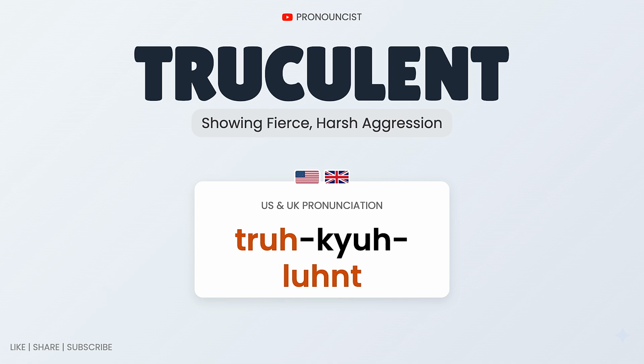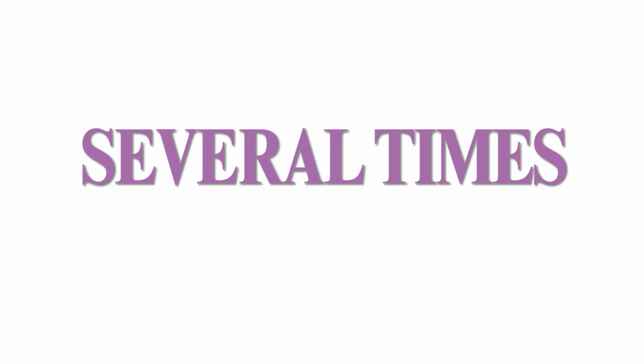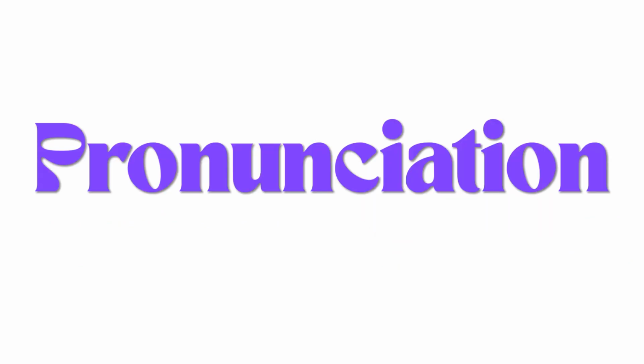Truculent. Practice repeatedly and you'll soon be able to say this word perfectly. The best way to practice is to repeat the syllable multiple times. The meaning of the word is showing fierce, harsh aggression. Try repeating this word several times to improve your pronunciation.